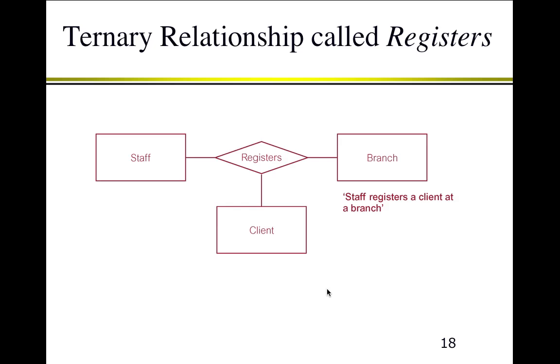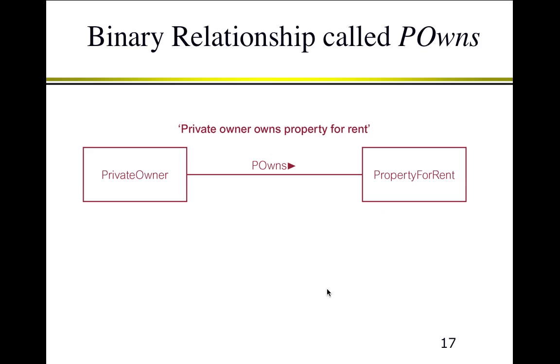And then we had 3, if you remember this part, we talked about this already as well: staff registers client at a branch. And when we start looking at 3, you'll notice one difference here. We don't have the arrow. Here we have an arrow.